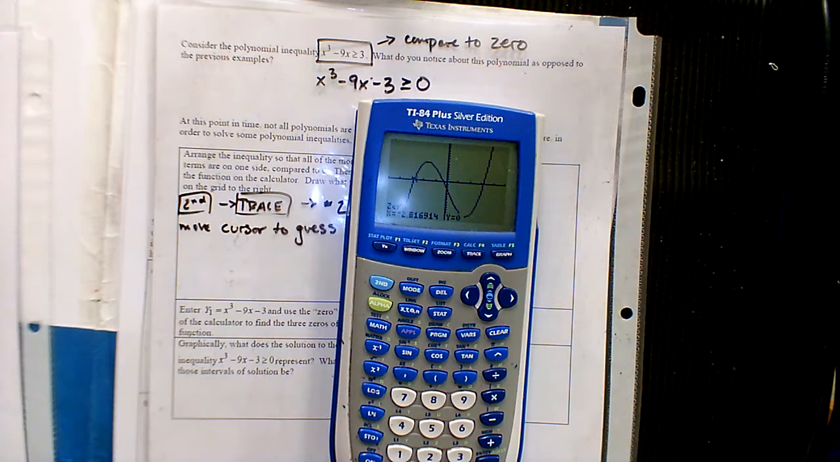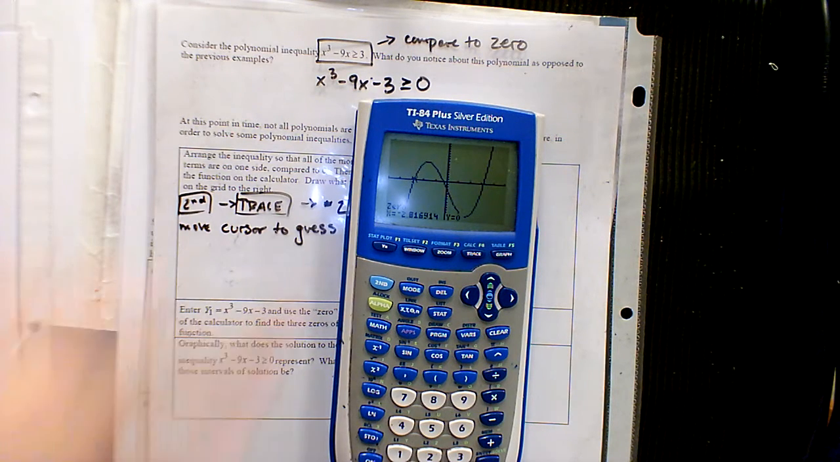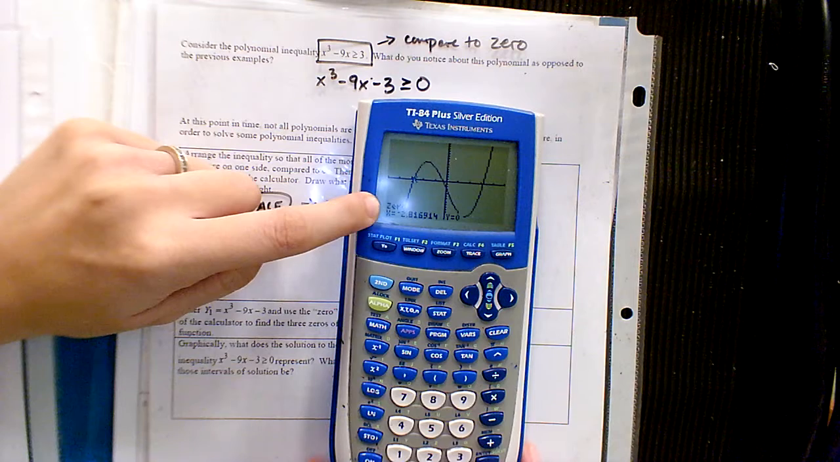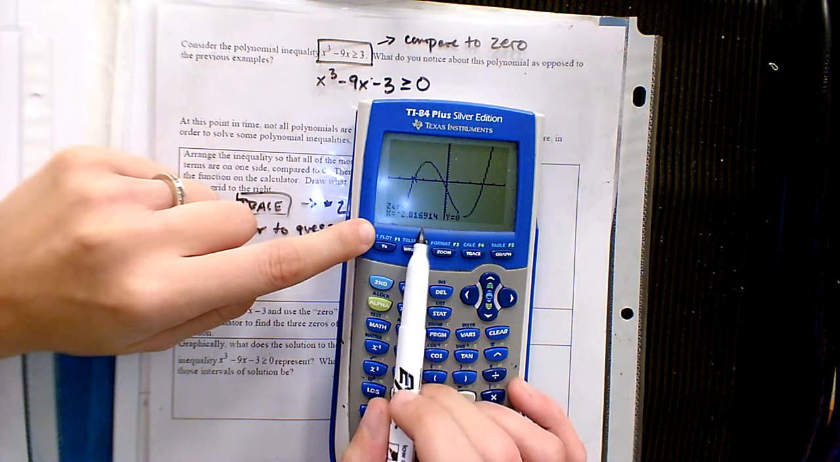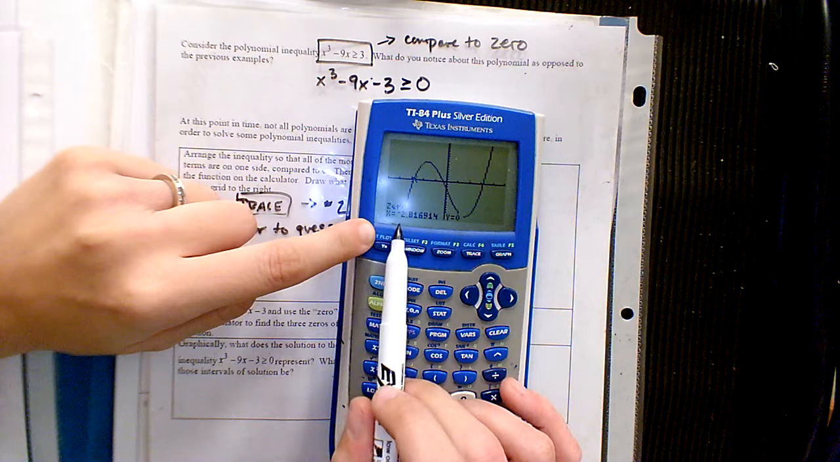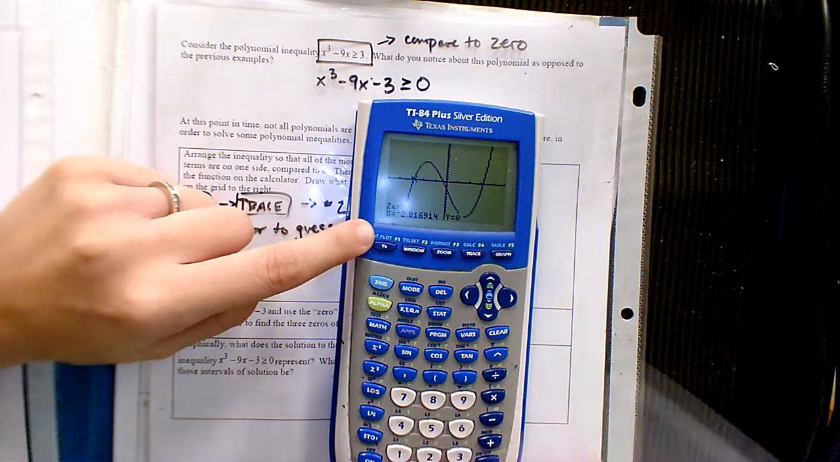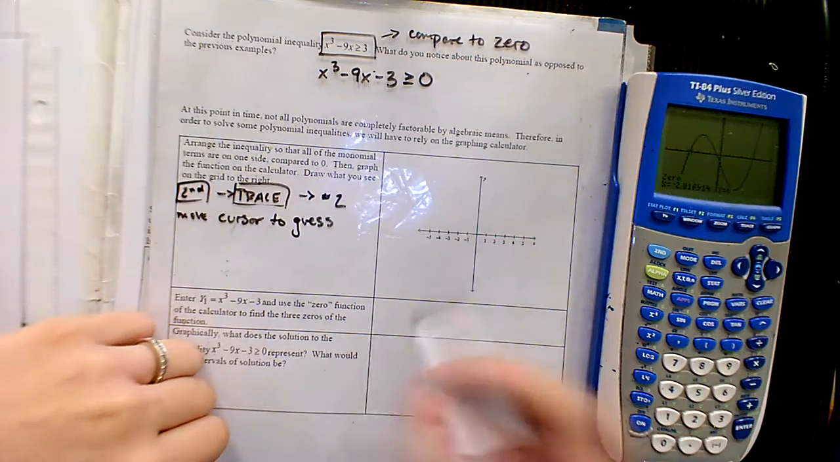So when you're done with that process, like left point, right point, guess point, the 0 word should pop up on your screen and you'll have the x location exactly. Okay, so we'll write down -2.817.